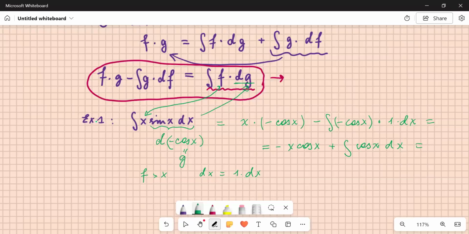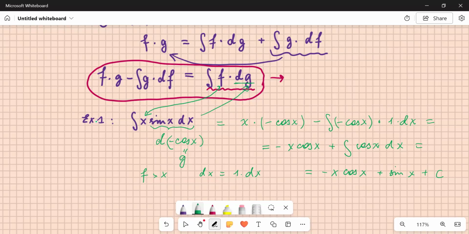The integral, it's one of our table integrals, right? And we are going to have minus x cosine of x. Integral of cosine is just sine, right? And plus a constant. So this is going to be the example of use of integration by parts.